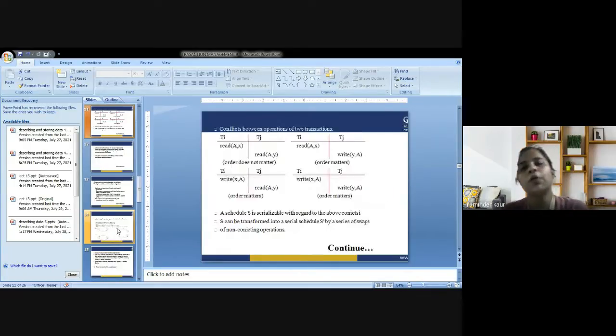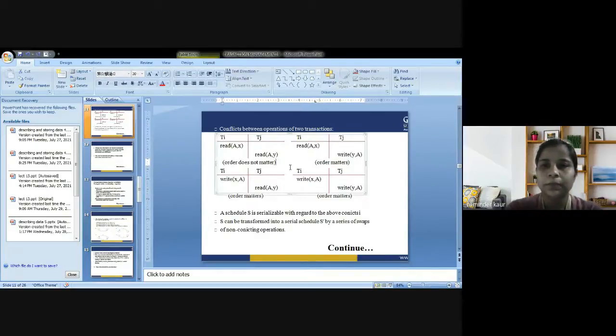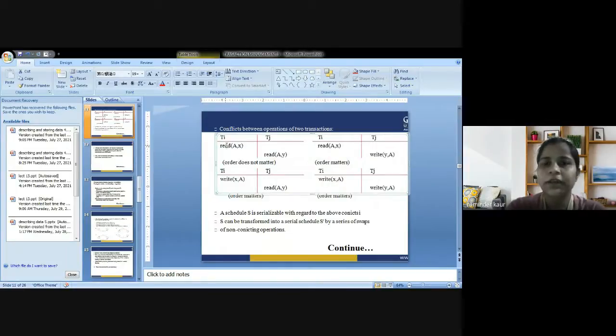So this is the operation. Just have a look at the process here. Ti and Tj both are going, so order does not matter. Ti is performing a read operation, but it is not writing anything. So that is why order does not matter. It is simply reading, but it is not performing any operation, like a deduction operation, an addition operation, or any other operation. So operations are not getting performed.